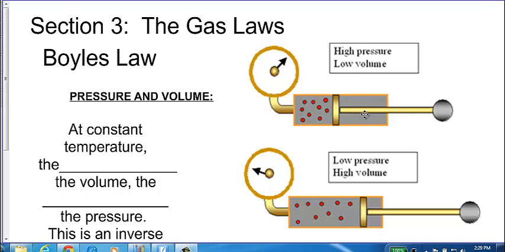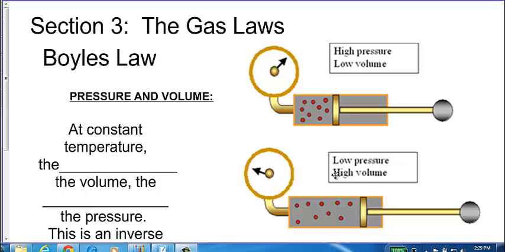When the syringe is compressed or depressed, all those gas molecules are in a tiny space. There's low volume. This is the pressure gauge. So you can see the pressure gauge is past halfway. Down here, when you increase the volume, then you have that same number of gas molecules in now a larger space. And so they will hit the walls of their container less frequently. And you can see that made the pressure gauge go down.